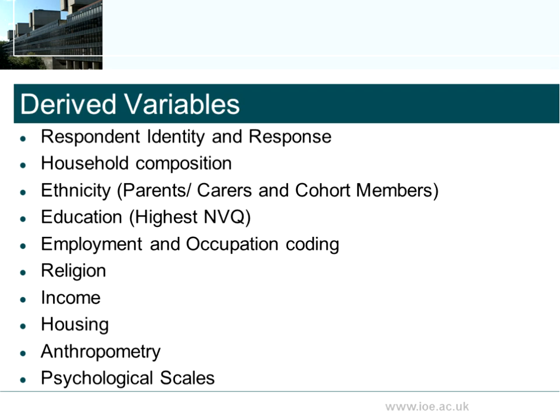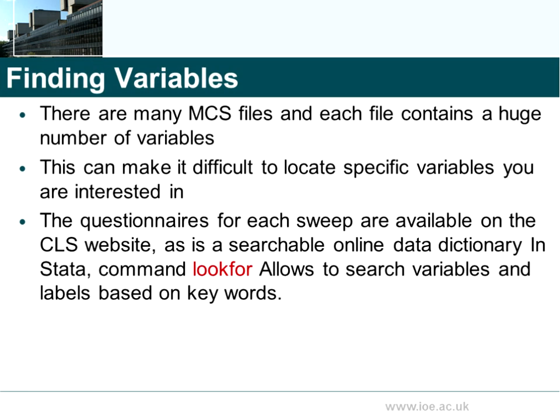Of course, in MCS, in all waves, we have a number of derived variables. These were constructed based on the responses from the questionnaires, and basically they were harmonized over the different waves. So we have variables on ethnicity, education, employment and occupation coding, on respondent identity, on household composition, on religion, income, housing, and so on. So you can download the data and check which derived variables we do have. So you don't actually have to construct your own variables if these do exist.